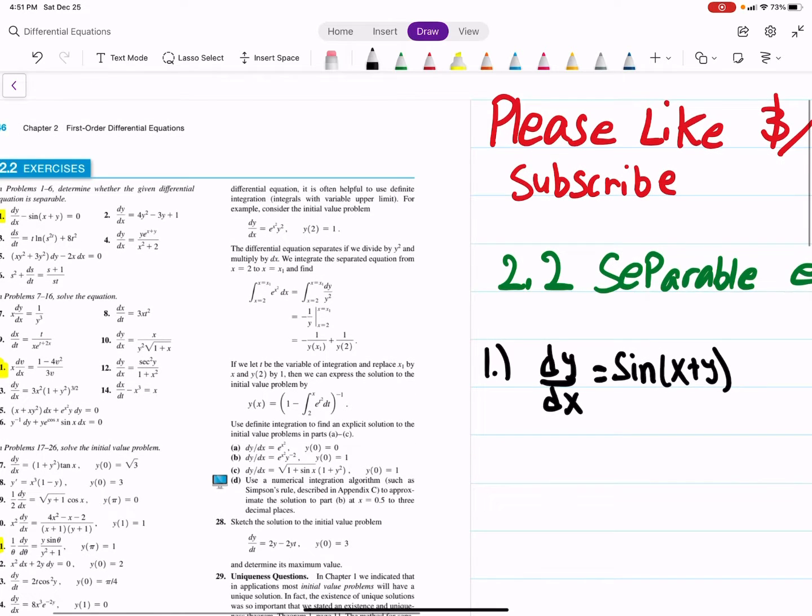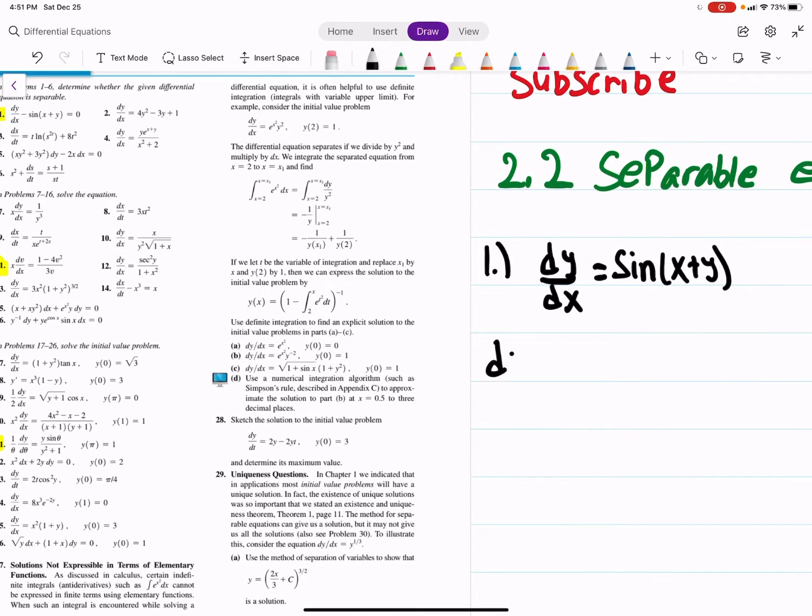Is this separable? Well, the problem is I can't get these variables in such a way that they're all by themselves, right? If I multiply over by dx, I still have this x plus y that's coupled here, and there's not really anything I could do to fix that. So this differential equation is not separable. That's pretty similar to examples we did in the last video. I just did a problem to emphasize it.